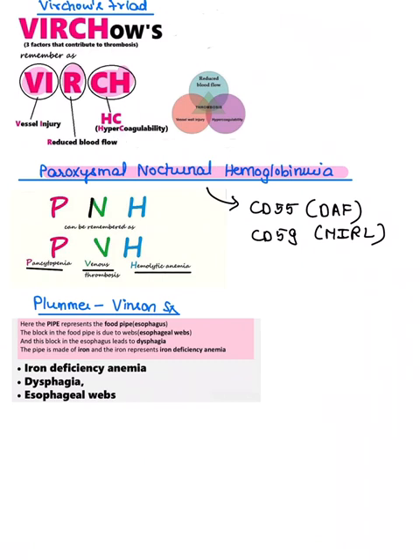Now coming on to the next one, that is Plummer-Vinson syndrome. So Plummer-Vinson syndrome is an important cause of iron deficiency anemia. Everyone might have read it. So how can you remember it? Remember DIE. D is for dysphagia, E is for esophageal webs, and I is for iron deficiency anemia.